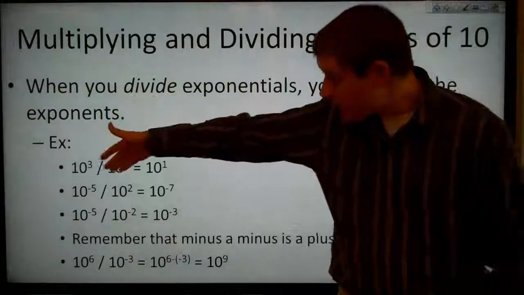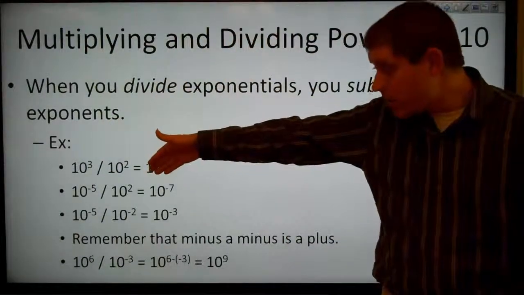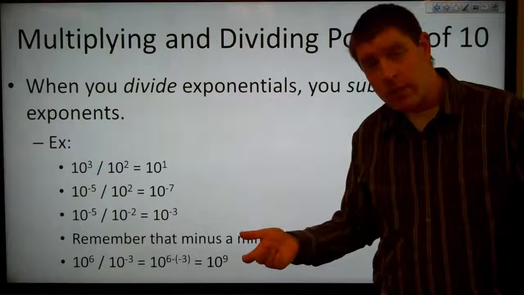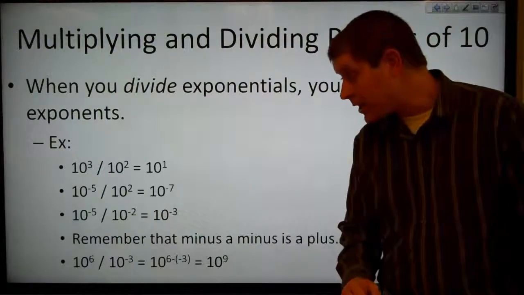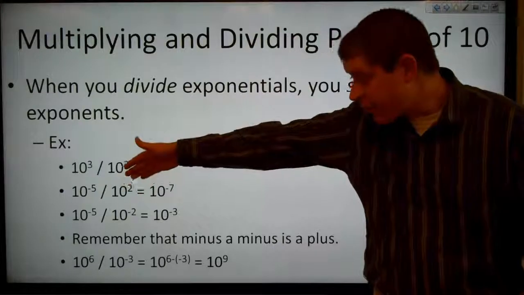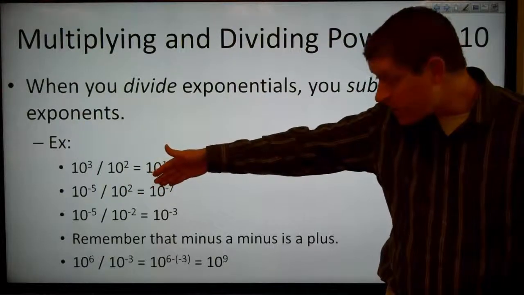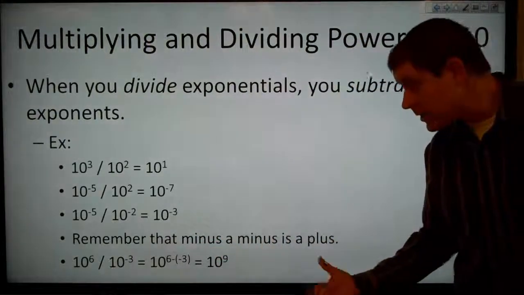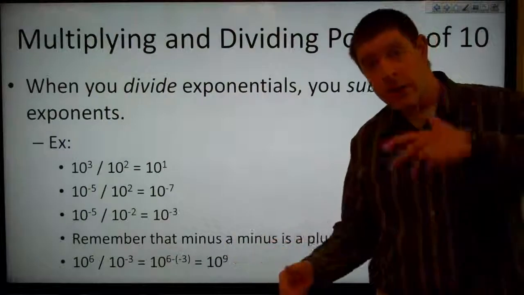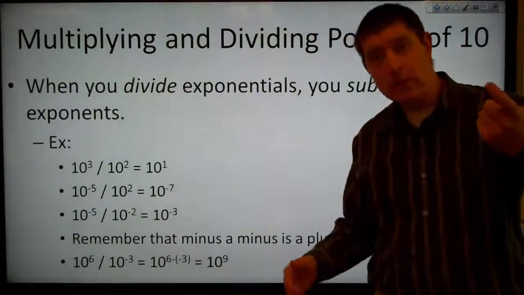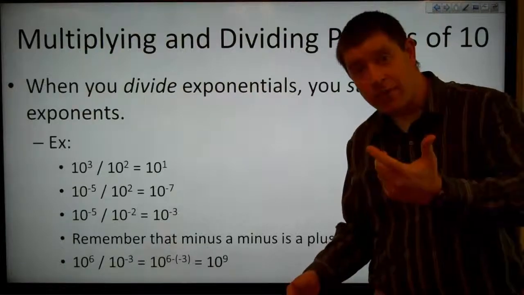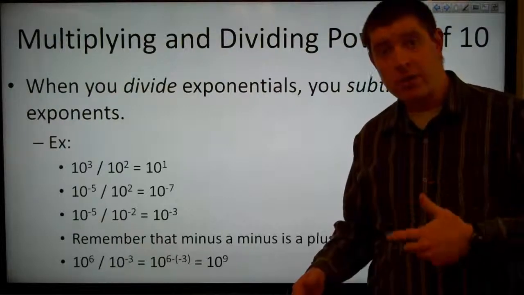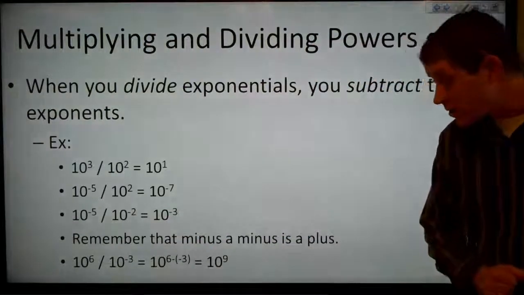So it works. 10 to the minus 5 divided by 10 to the 2, we have negative 5 minus 2, that gives us negative 7. So our answer there is 10 to the minus 7. 10 to the negative 5 divided by 10 to the negative 2 is 10 to the negative 3. Remember here that minus a minus is a plus, so negative 5 minus negative 2 is really negative 5 plus 2. Negative 5 plus 2 is negative 3, so our answer there is 10 to the minus 3.